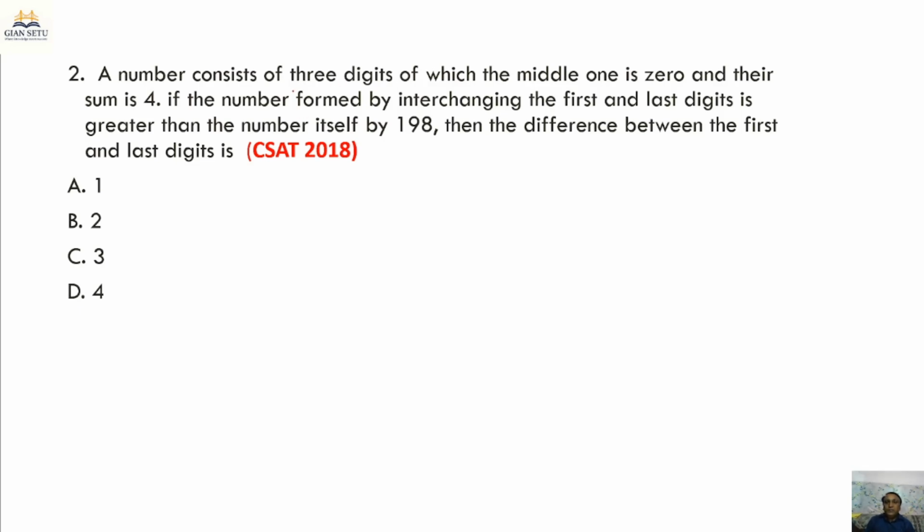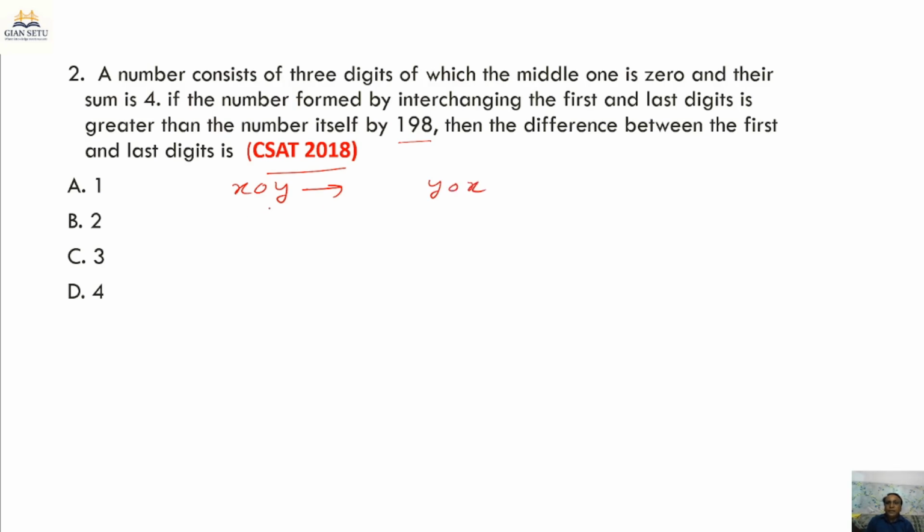A number consists of 3 digits of which the middle one is 0 and the sum is 4. If the number formed by interchanging the first and the last digits is greater than the number itself by 198, then the difference between the first and the last digit is, okay, options are 1, 2, 3, 4. This question was asked in UPSC CSAT 2018. Okay, let's suppose the number is x0y.